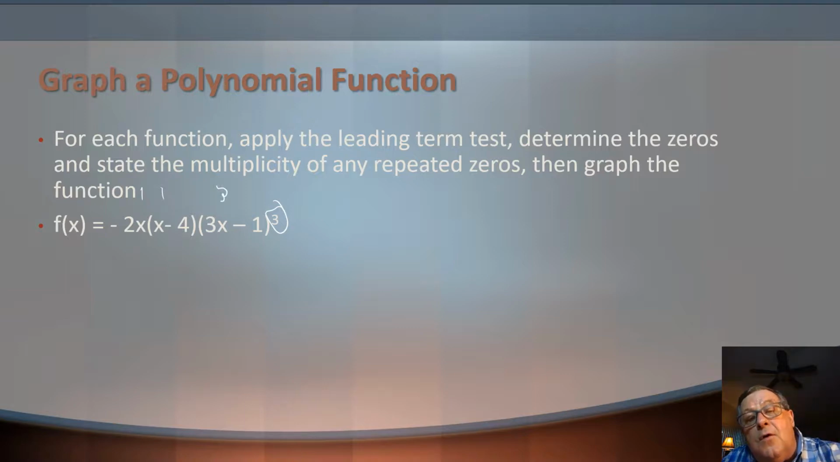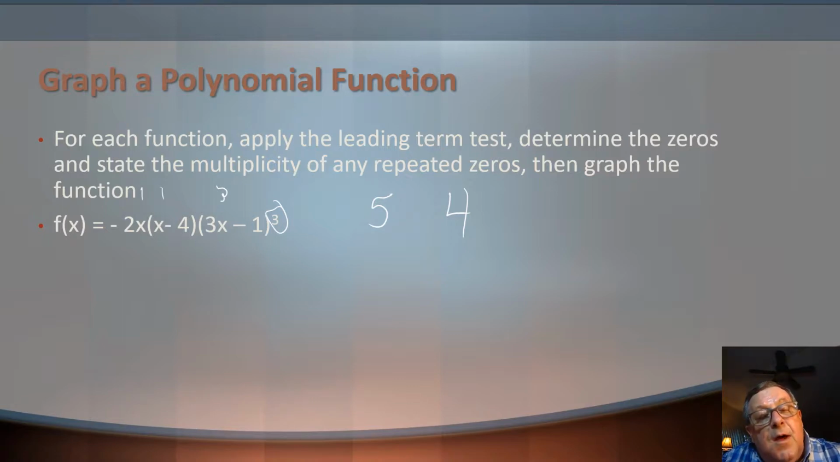So the leading term is degree 5, which means there are 5 possible real zeros, and there would be 4 turning points. We may not always be able to see them when we graph them. When we get to graphing these, I'm not sure. All right, well, let's state what the zeros are. So I've got this thing that's already factored.